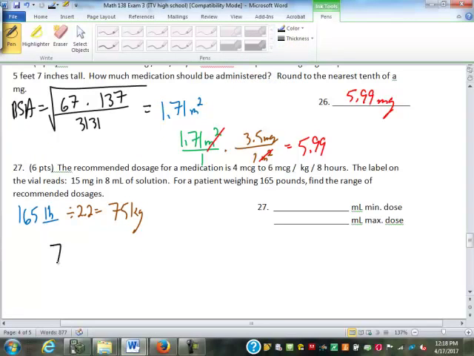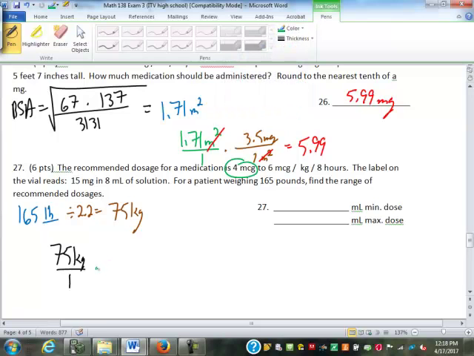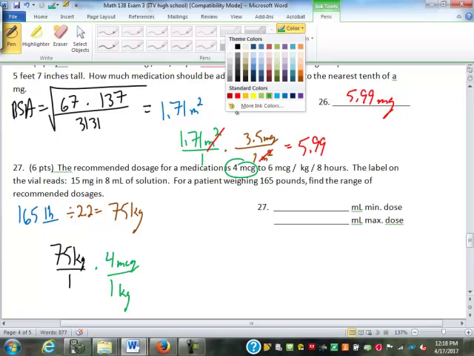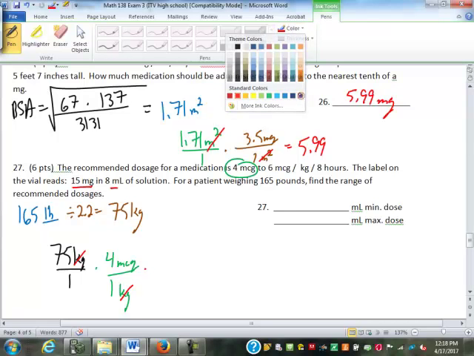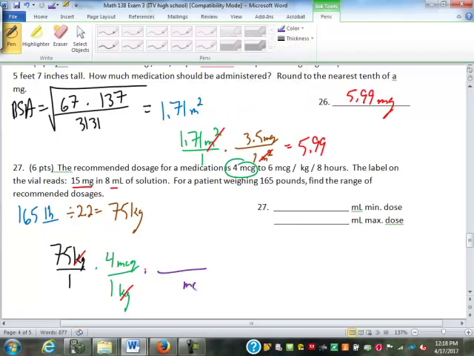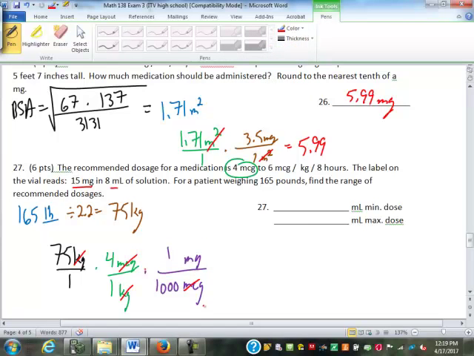So we start with the 75 kilograms over 1. I'm going to start with the low end of the range, the 4 micrograms per kilogram. Kilograms will be gone. I'll be in micrograms. But I've got milligrams to milliliters, so I need to change my micrograms to milligrams. 1 milligram is 1,000 micrograms. So micrograms are gone. We're now in milligrams. And we need to turn it into milliliters.